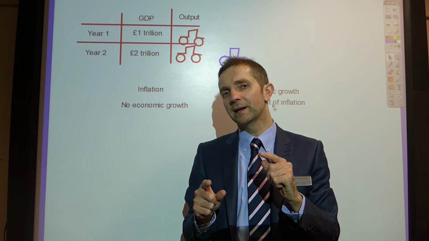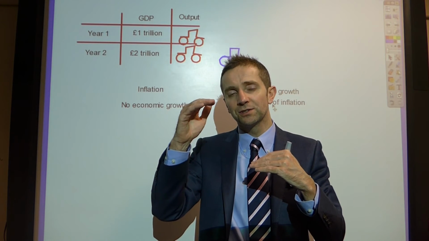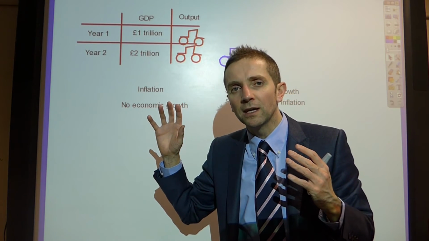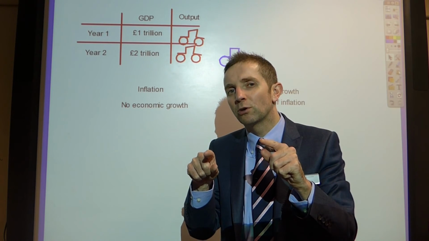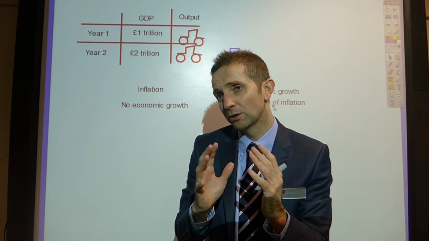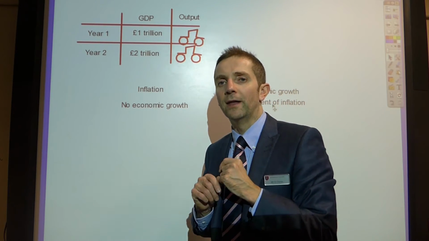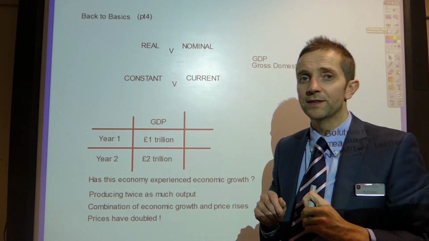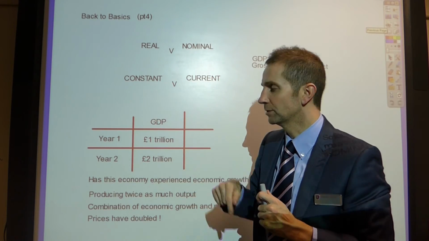So you can see the problem here, ladies and gentlemen, is that inflation artificially raises the level of GDP, and so people misinterpret that as economic growth, whereas really all that's happening is prices are rising, and there may be some economic growth, there may be no economic growth. And so, how do we combat that? Well, we refer back to, ladies and gentlemen, this terminology, real and constant, or nominal and current.